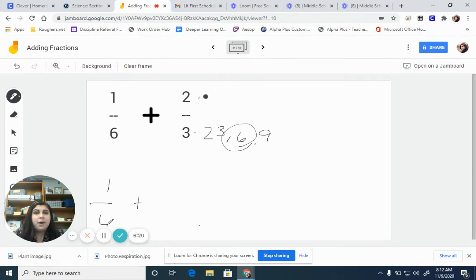And what I do to the bottom, I have to do to the top. So 3 times 2 is going to give me 6. And then 2 times 2 is going to give me 4. And then I'm going to keep that denominator the same because I'm just adding. I'm not multiplying or dividing. And then 1 plus 4 is going to give me 5. And there you have it.